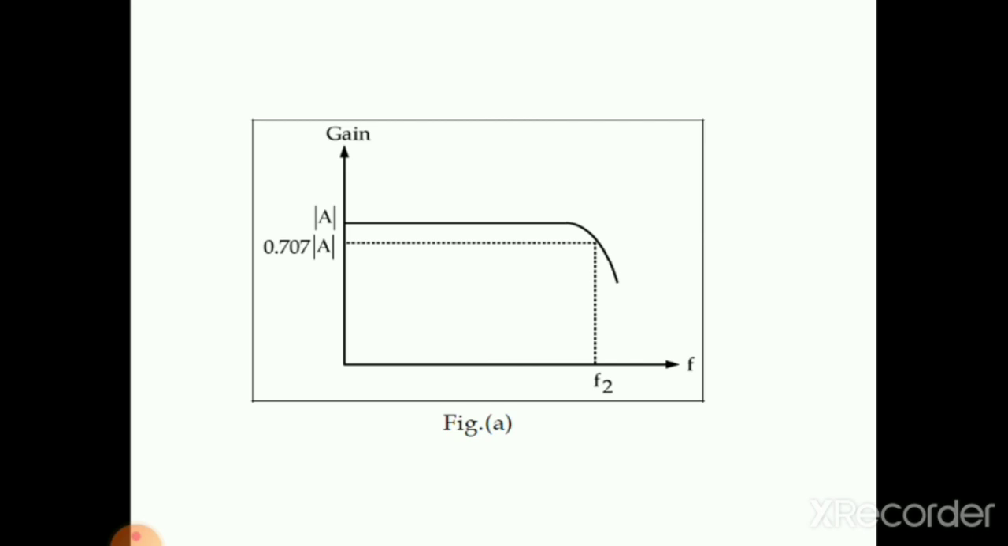If you see the frequency response curve of this particular direct coupled 3-stage amplifier, there is no lower cutoff frequency, because this amplifier is used for low frequency applications. There is only an upper limit, obviously f2. Then what is the bandwidth? f2 minus 0, that is, f2 itself is the bandwidth of this direct coupled amplifier.